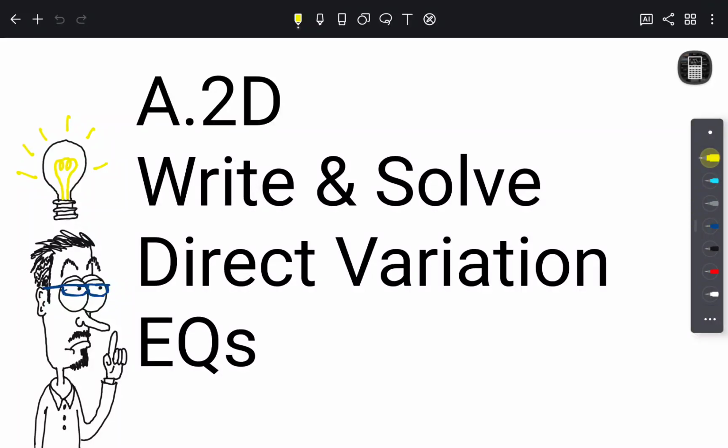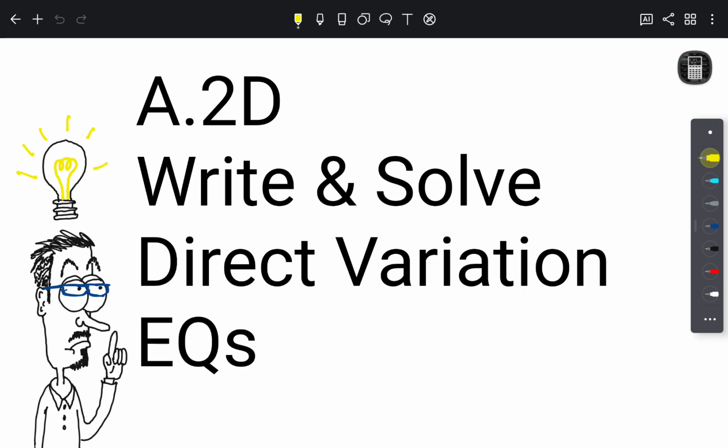Write and solve direct variation equations. So we went through finding a constant of variation. Pretty simple to do. Change in y over change in x. We divide, we find the constant of variation. We're able to do that because it's a proportional relationship. Proportional relationships in linear functions always start with 0, 0. They cross through the origin.